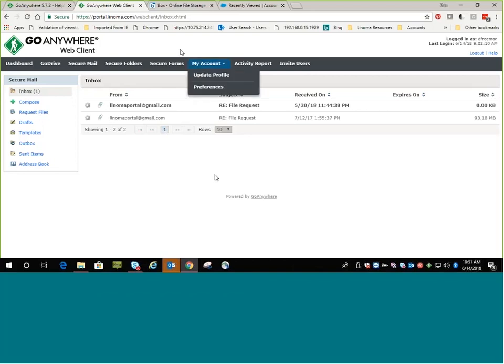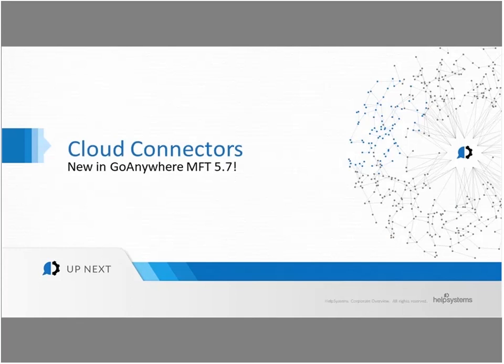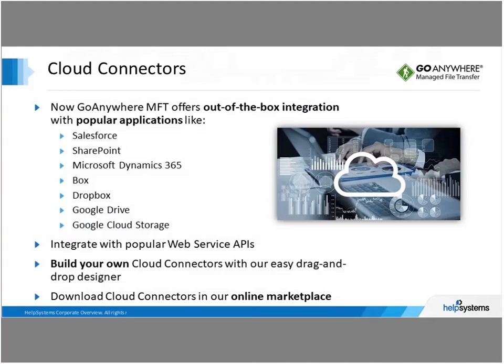Okay, last thing we're going to look at here, let me jump back to the deck. I want to jump in real quick on the latest feature that we do have, cloud connectors within 5.7. With those cloud connectors, currently we do have 8 out-of-the-box connectors you see here. We've got things like Salesforce, SharePoint, Dynamics 365, Box, Google Drive, Cloud Storage, as well as Dropbox.